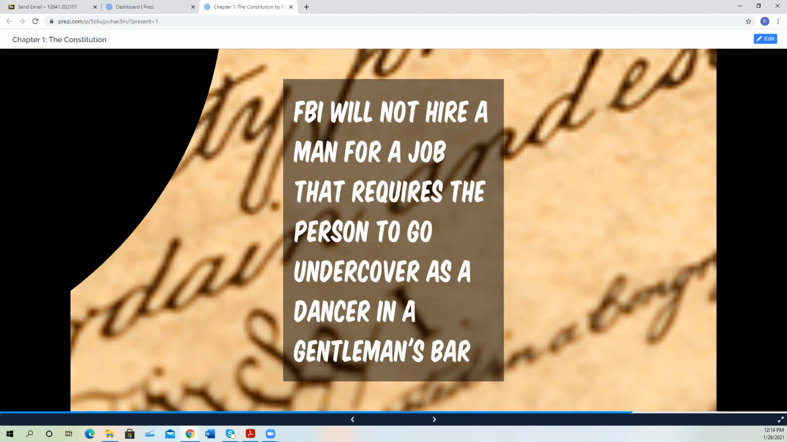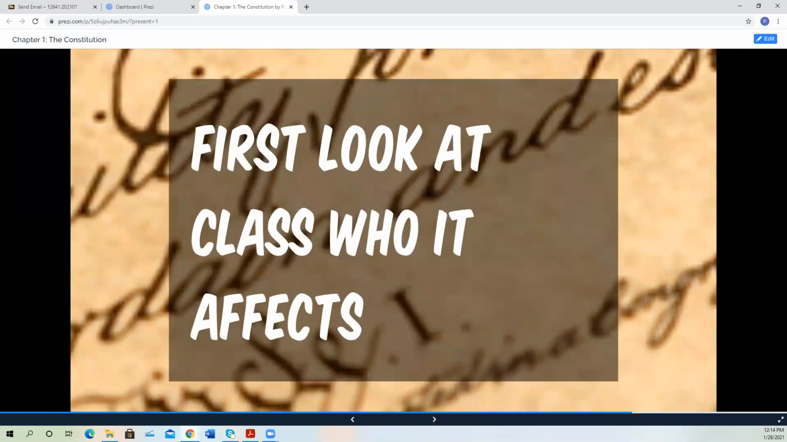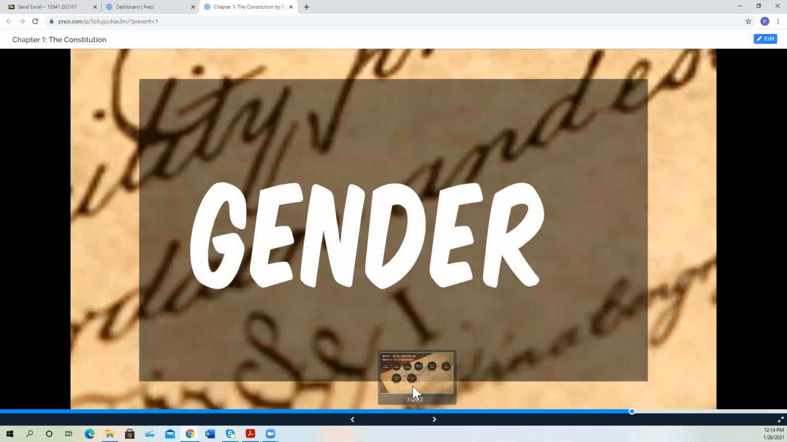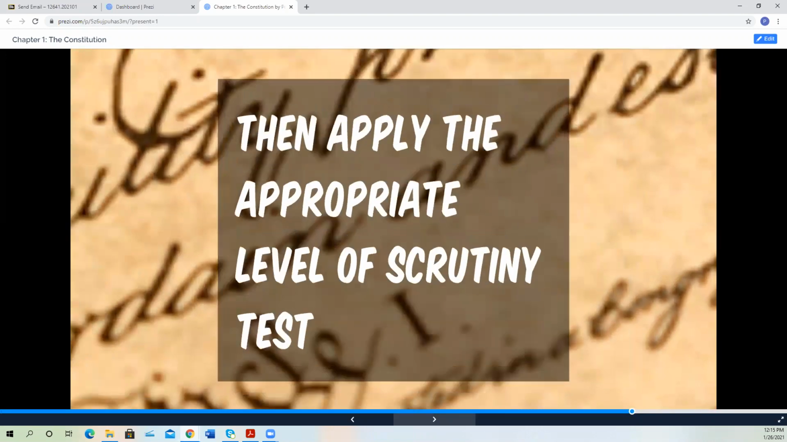So step number one is we go to who is the class. Who does it affect? Gender. Because, don't forget, the FBI is a government agency. They're saying that if somebody's a male, they cannot be hired for this job that requires them to go undercover as a dancer in a gentleman's bar. And now we know who the who is, it's gender.